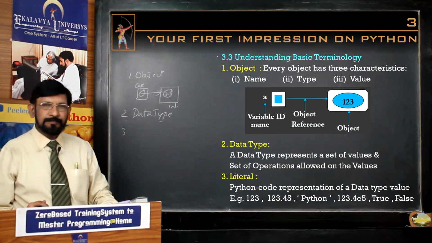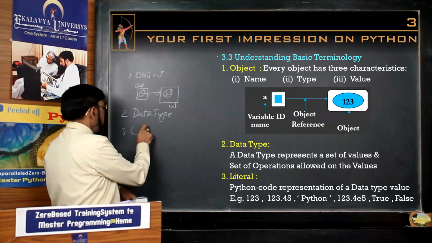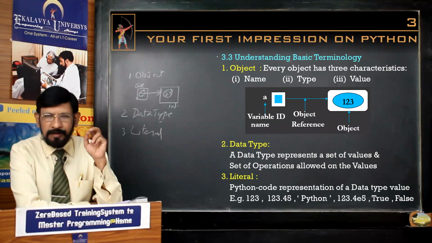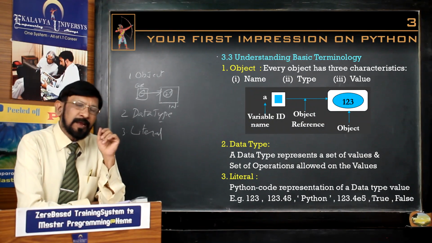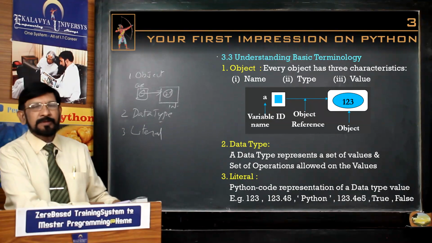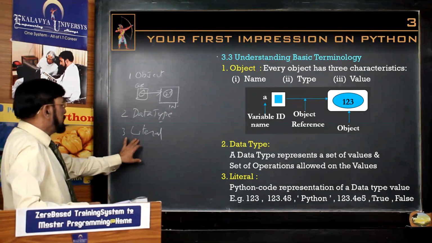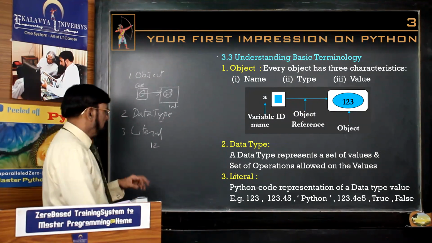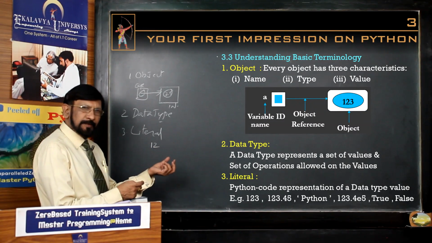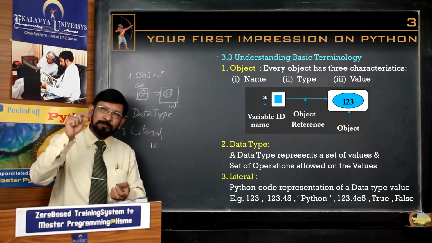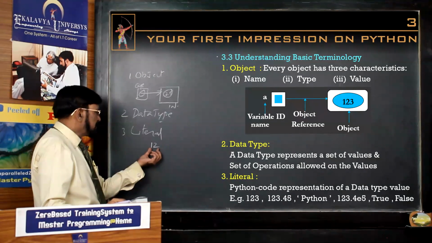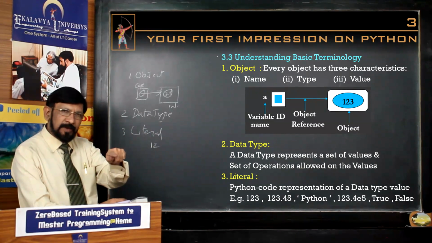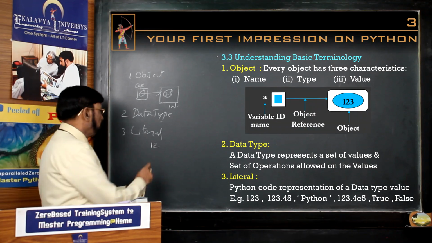The third one, literal. Literal is a Python code representation of a data type value. You have to understand it in detail. These are Python code representations only. Actually, in order to represent a value, certain symbols are created. So, by this you are able to understand it represents a value. What its type is also you are able to know.